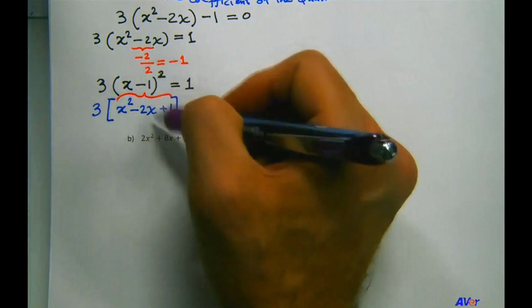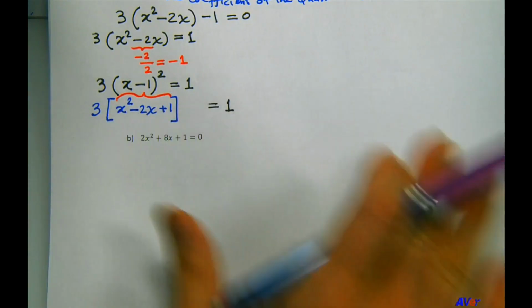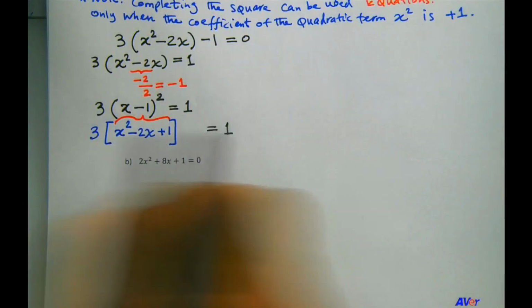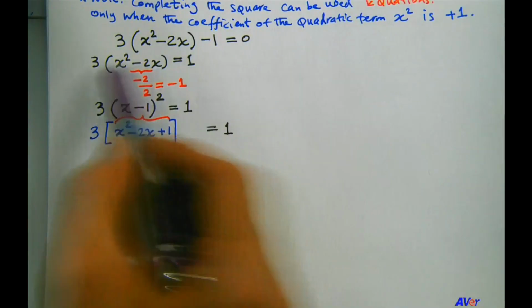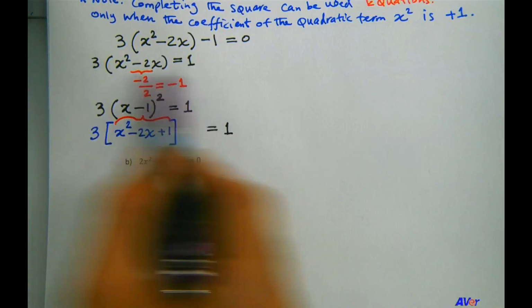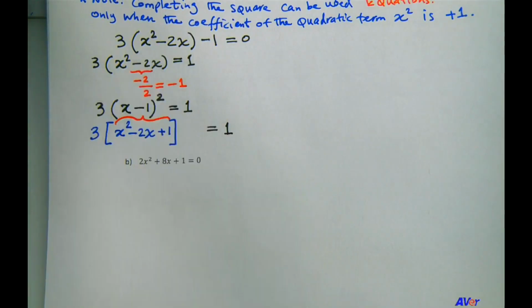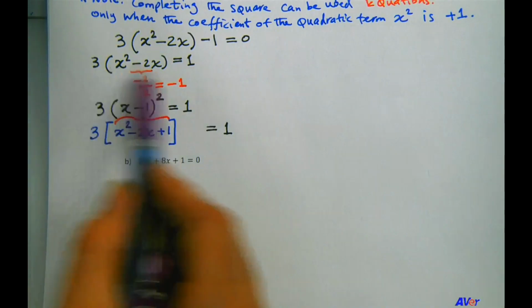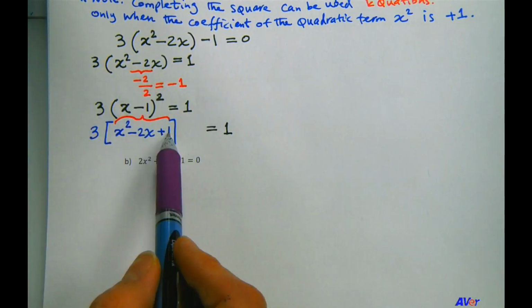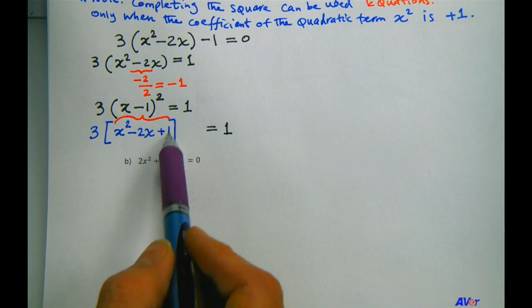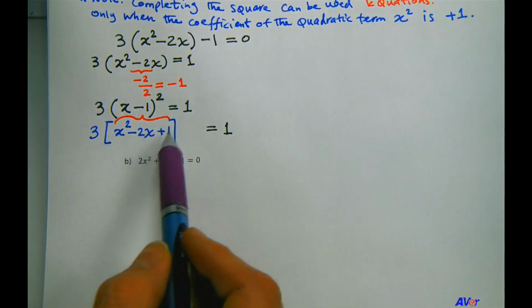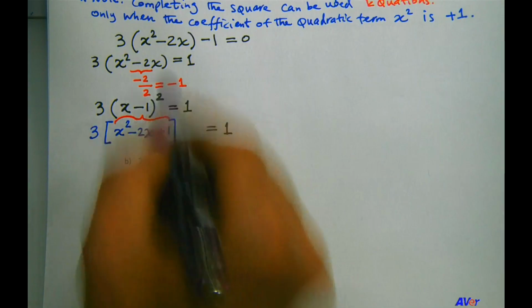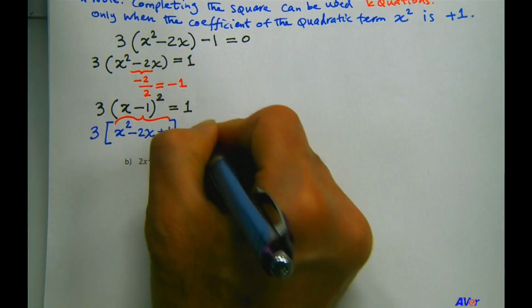Now compare this whole equation with what we started with, before we completed the square. Are they the same? 1 and 1 are the same. 3 and 3 are the same. But if you compare inside the parentheses, we have an extra 1. Right? We have an extra 1. So what do we need to do to balance this, to make it look like that? We need to subtract 1.